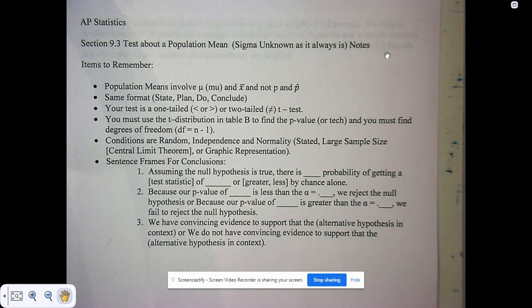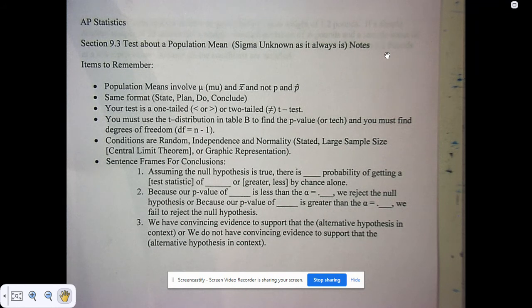And then our decision to reject or fail to reject is number 2, because our p-value of whatever is less than alpha, and whatever that alpha value is, we reject the null hypothesis. So the p-value is less than alpha, we reject. Or the p-value is greater than the alpha value, we fail to reject. And that's really it. There's no other decision like, we support, we find evidence this way. No, it's reject or fail to reject.